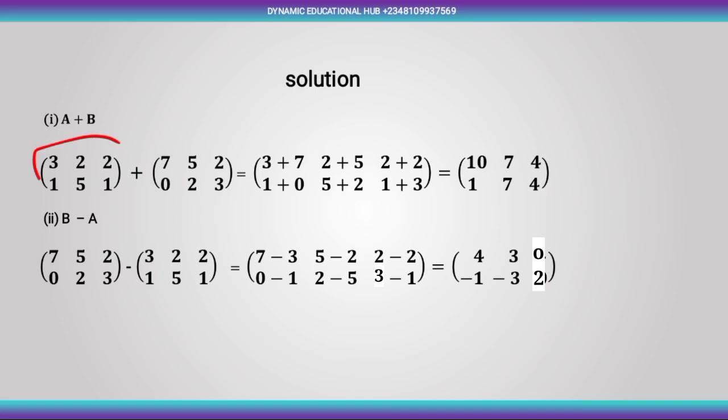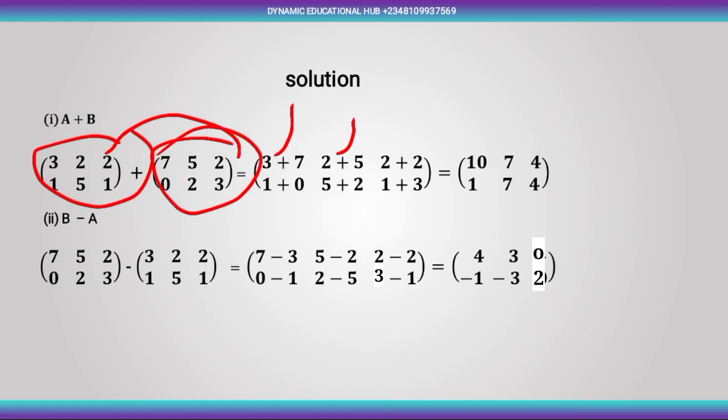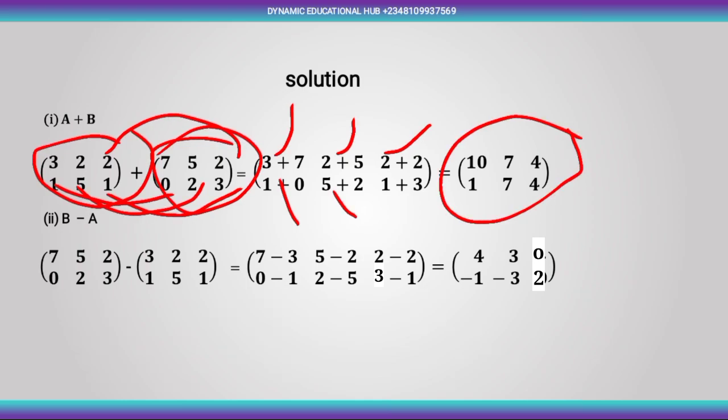So this matrix plus this matrix will give us 3 plus 7, they are in the same position, 2 plus 5, the same position, 2 plus 2, the same position, 1 plus 0, the same position, 5 plus 2, the same position, and 1 plus 3, the same position. After you've performed your operation, what is 3 plus 7? We have 10. 2 plus 5, we have 7. 2 plus 2, we have 4. 1 plus 0, we have 1. 5 plus 2, we have 7. 1 plus 3, we have 4.